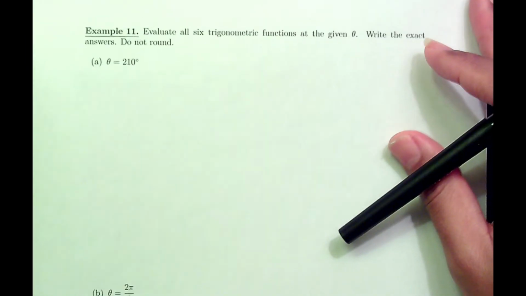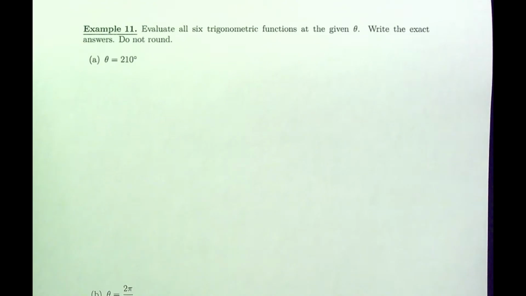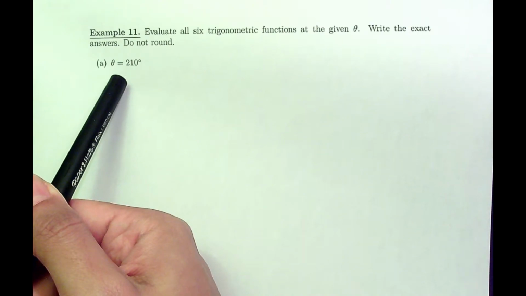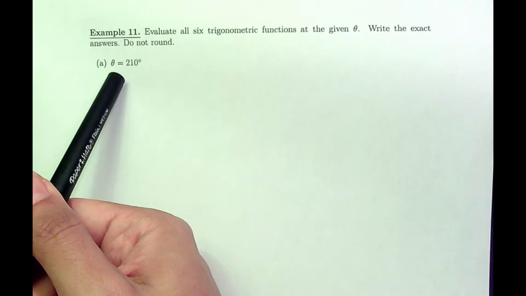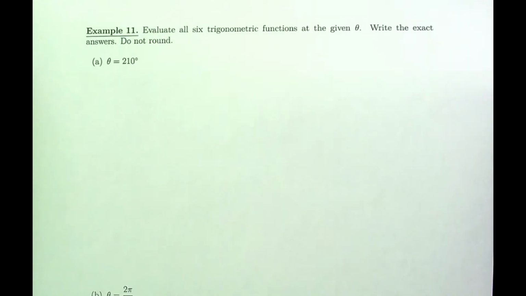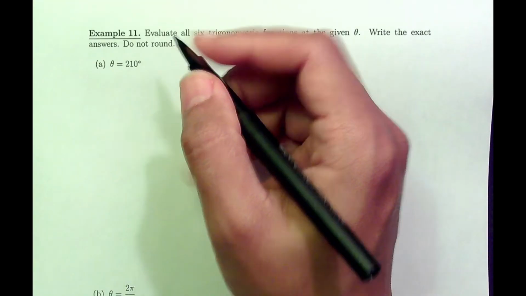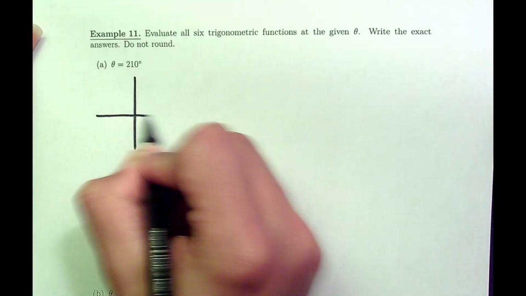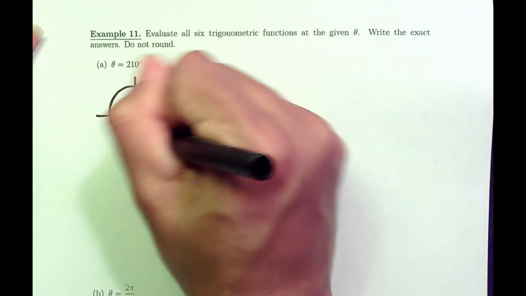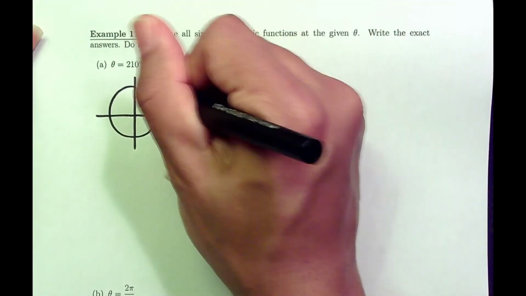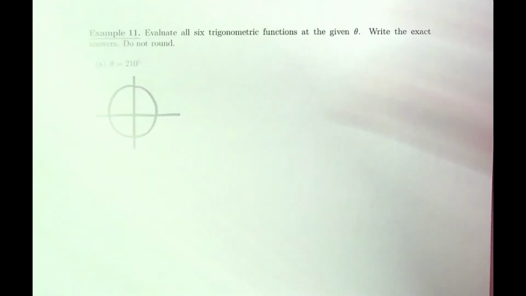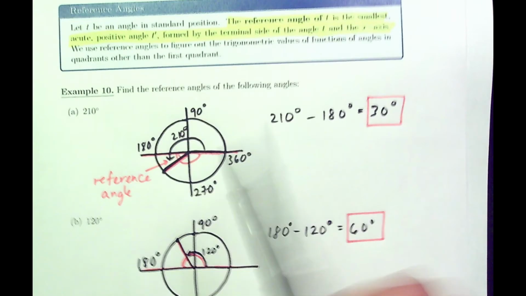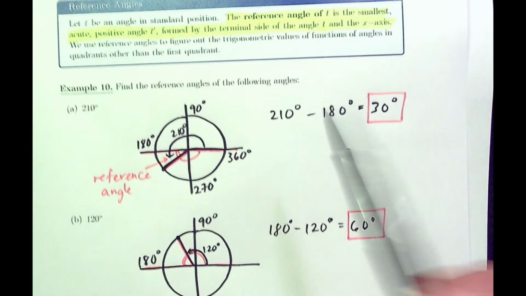Here's the first example. We're going to evaluate all the 6 trigonometric functions at this angle without a calculator, only by using the reference angle. So first off, start by drawing your picture. Actually, we already did that one. This is precisely this one, so I'm not going to go through the process of doing everything again. The reference angle is 30.